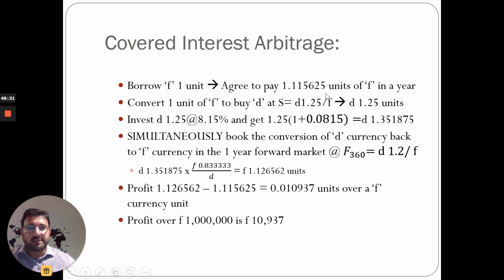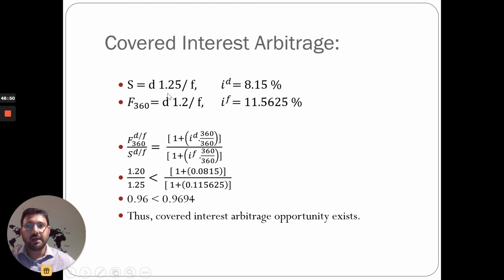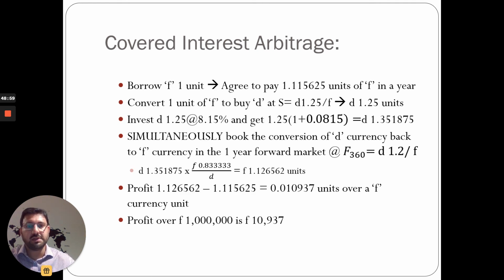So after agreeing to pay this many units of F currency to the lender from whom you have borrowed 1 unit of F currency, you have to sell that 1 unit of F currency at the spot rate and get the D currency. And we know the rate from the previous slide. The spot rate is 1.25 units of D currency you needed to buy the 1 unit of the F currency. So it means that you will get 1.25 D currency units.